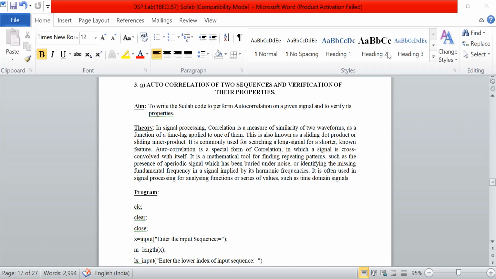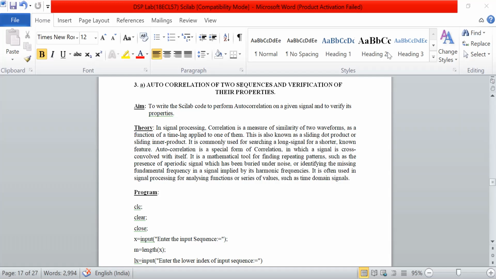That is nothing but the autocorrelation, in which the signal is cross convolved with itself only. It is a mathematical tool for finding repeating patterns, such as the presence of a periodic signal which has been buried under the noise, or identifying the missing fundamental frequencies in a signal implied by its harmonic frequencies. It is often used in signal processing for analyzing functions or series of values such as time domain signals.